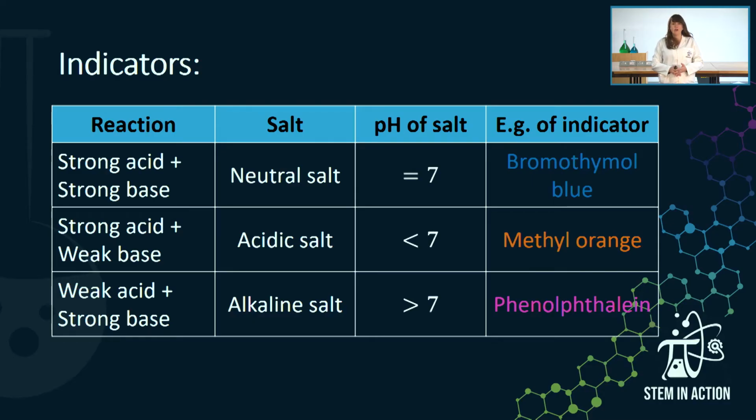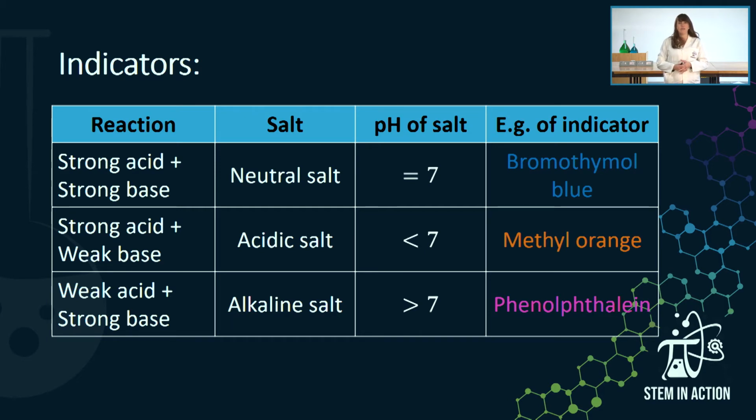So we've been speaking about neutralization reactions, and what we also need to talk about is the indicators that go with those reactions. If we have a strong acid and a strong base, we need an indicator that has an endpoint of around pH equal to 7. An example of that type of indicator is bromothymol blue. On the other hand, if we have a strong acid and a weak base, we're going to get acidic salt, and so we need an indicator that has an endpoint of a lower pH, less than 7. An example of that is methyl orange.